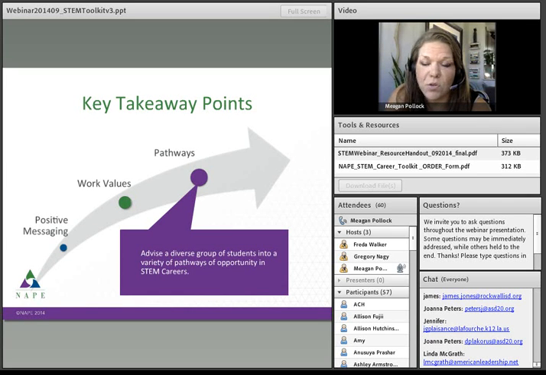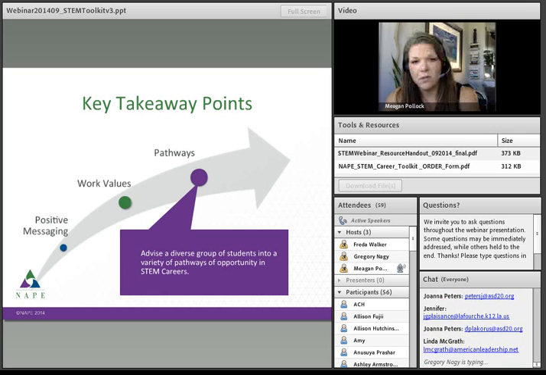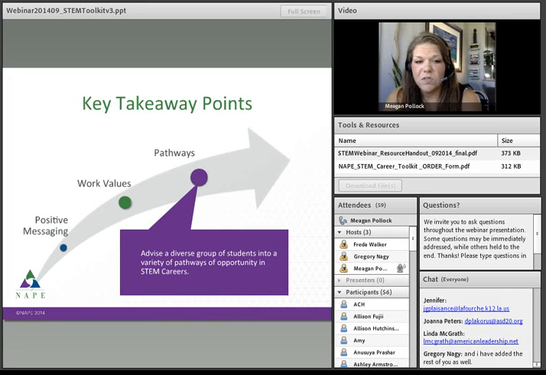To meet the demand for our future industry, we have to have students who are going into those 2-year degree pathways. And so that will change the students that we talk to about STEM careers. So these are the 3 takeaways: positive messaging, work values, and pathways. I hope that you'll take away from this.